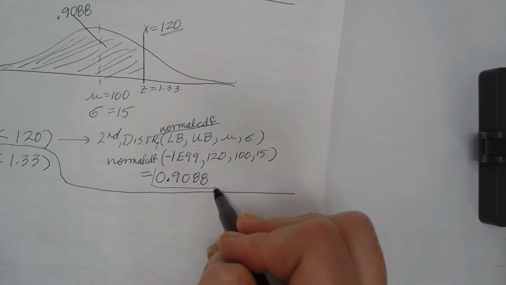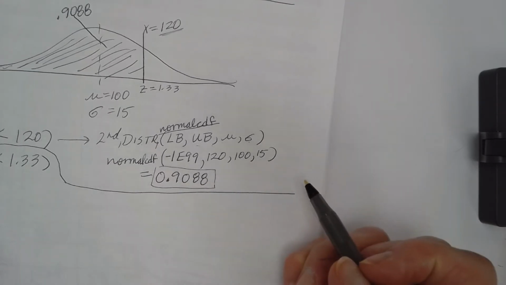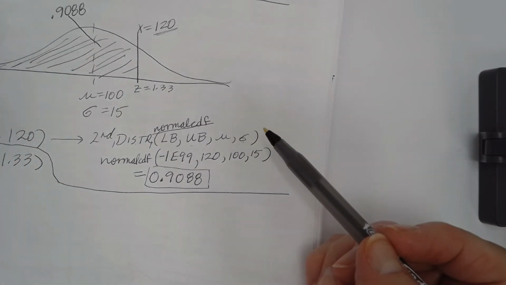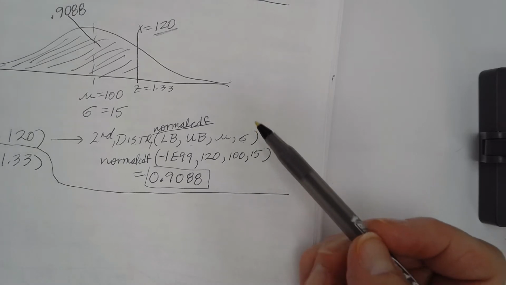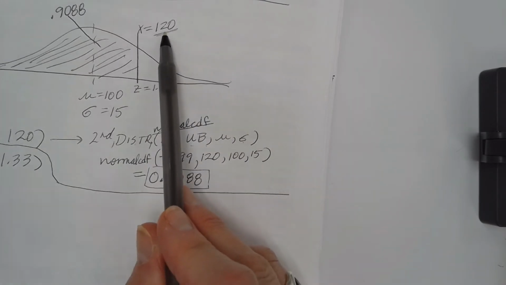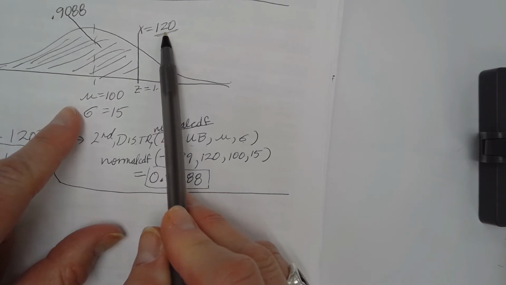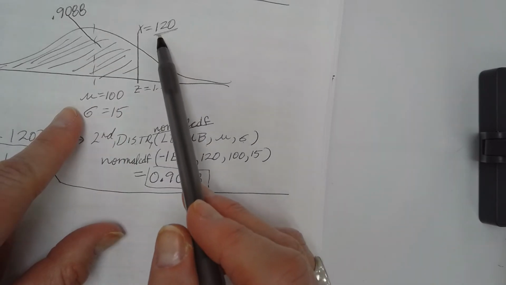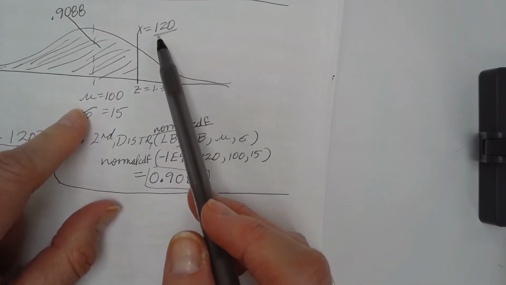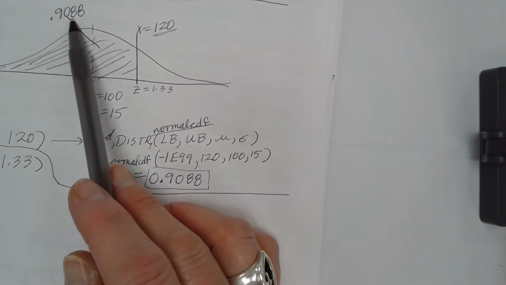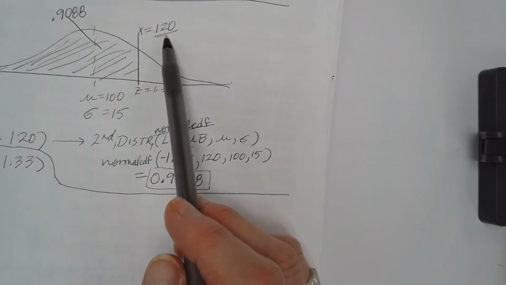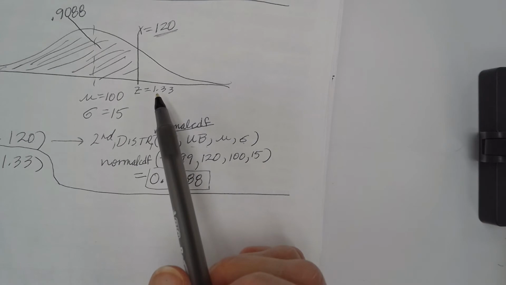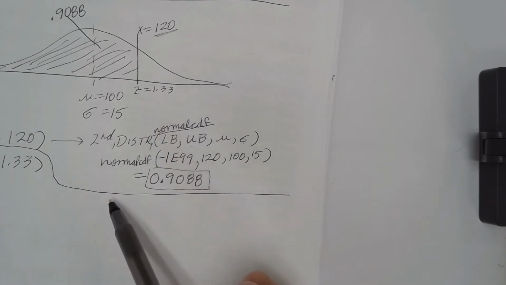So what does this mean, 0.9088? Three interpretations of it. The proportion of people that have an IQ score less than 120 is 0.9088. The probability of having an IQ score of less than 120 is 0.9088. The percentage of people that have an IQ score of less than 120 is 90.88%. Okay, make sense? All right.